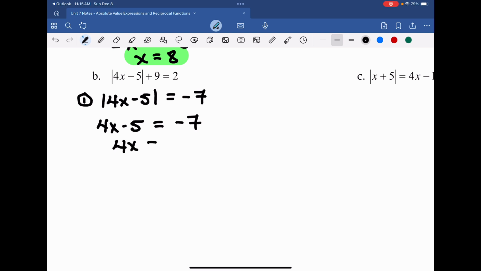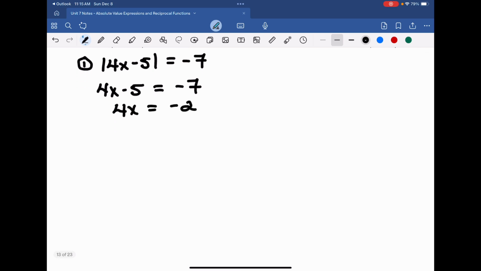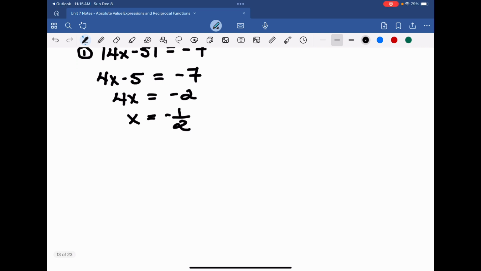I add the 5 across, I get 4x is equal to negative 2. I divide both sides by 4, and I get x is equal to negative 1/2, because 2 over 4 reduces to a half. Perfect. Okay, so we have one value. Our next piece here, we have to take the negative variant of it.